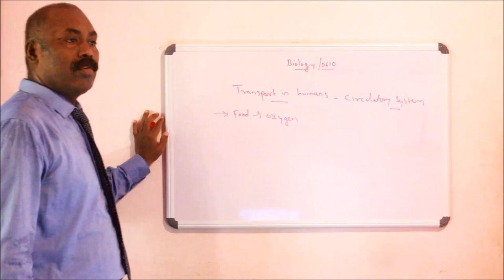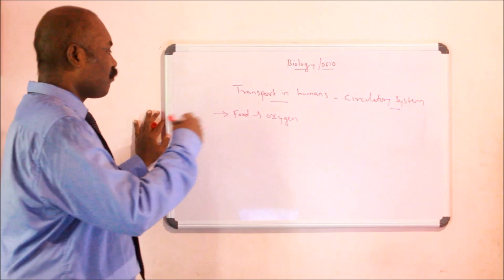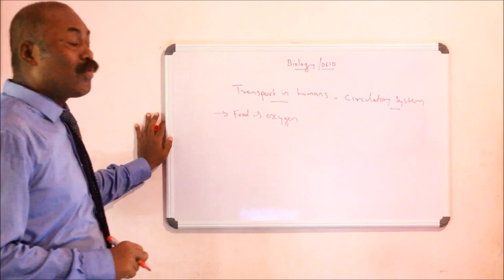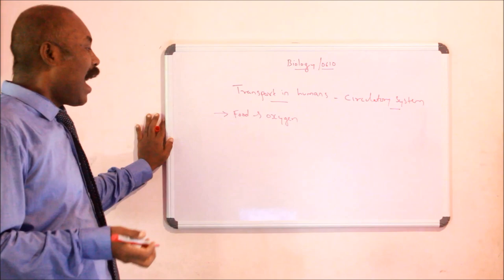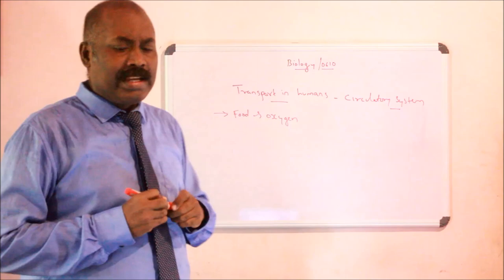It also carries back the waste to the site of excretion. The circulatory system transports food and oxygen to all the cells in the body for metabolic reactions, and the waste materials are transported back to the site of excretion. Now, this circulatory system consists of mainly 3 things.